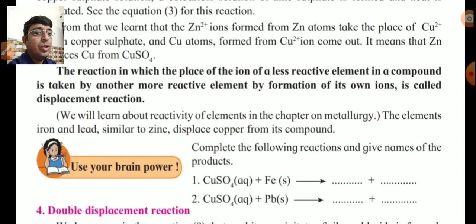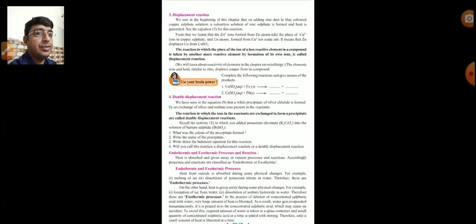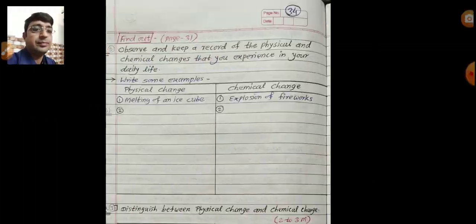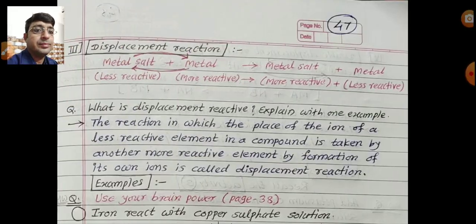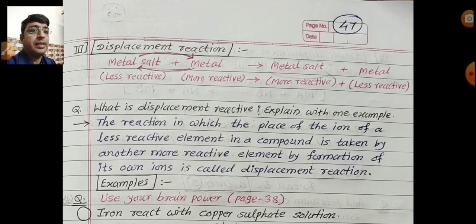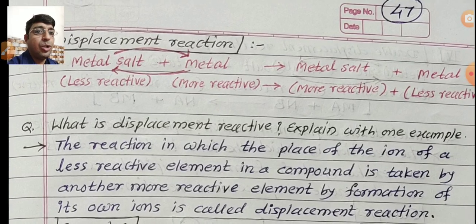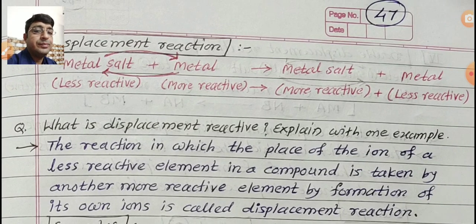So I will show this reaction again. Check. Displacement reaction. What happened here? In short, metal salt. So this metal is less reactive. Then one more metal that is more reactive. So the more reactive metal takes the place of or displaces the less reactive metal and forms the product. So the metal salt of the more reactive metal is formed and the less reactive metal is separated out.